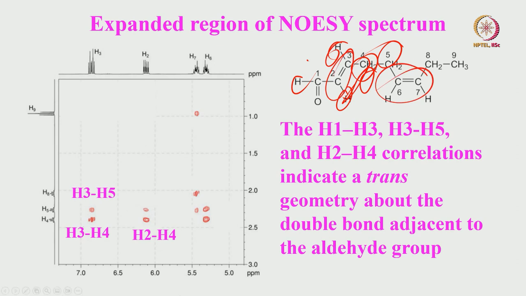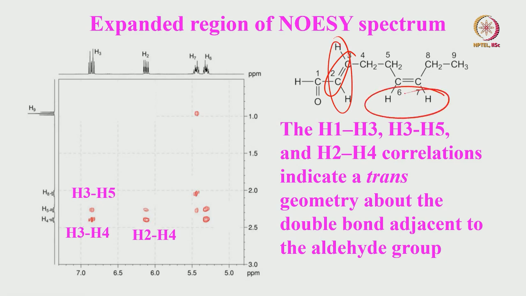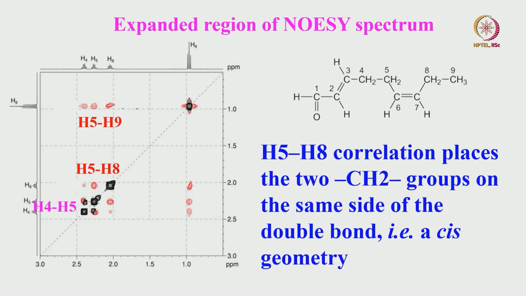You understand the point? Now, the NOESY correlations tell me about this double bond: if you consider protons 2 and 3, they are trans to each other. Whereas, looking at the correlation of 6 and 7, I can say protons 6 and 7 are cis to each other. In this molecule, the H5-H8 correlation places the 2 CH2 groups on the same side of the double bond here. In addition to 6, 7, we also see the 5-8 correlation here.